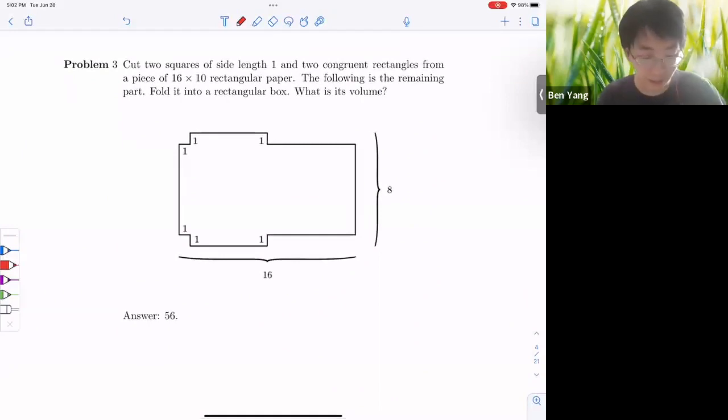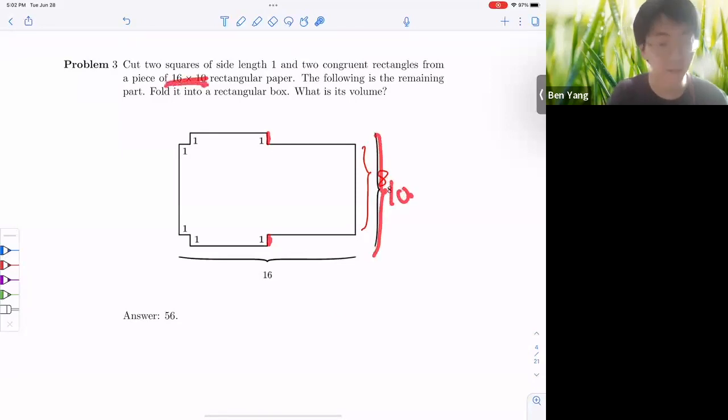Question number 3. Cut 2 squares of side length 1 and 2 congruent rectangles from a piece of 16 by 10 rectangular paper. Okay, I see here we have 16. This is 8. Well, I guess maybe this part is 8. And because we just cut off 2 rectangles there, so we have 1 here, 1 here. So in total, the length here is 10. That's the 16 by 10 rectangle. Well, what's the volume?